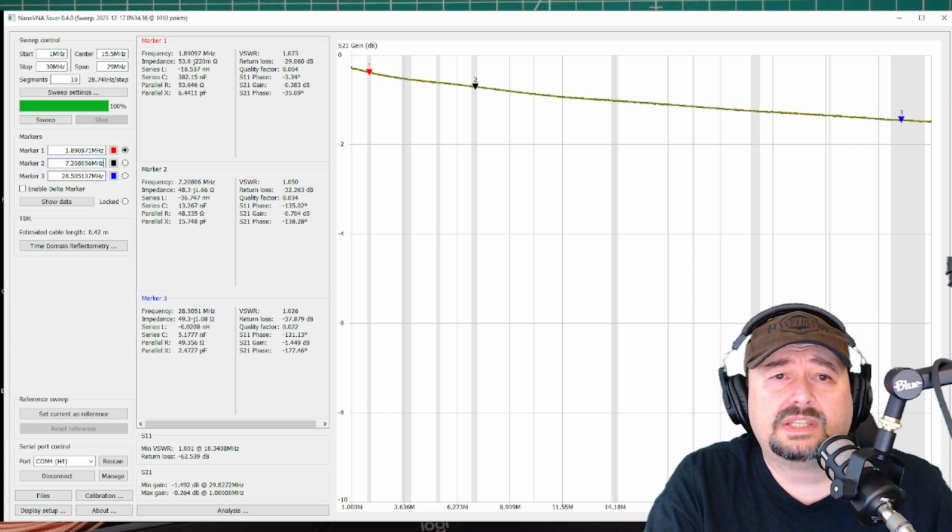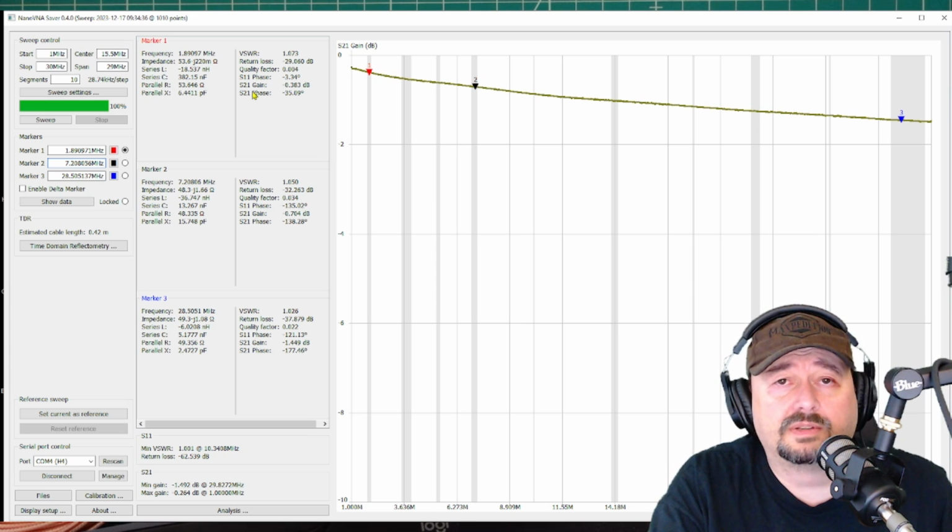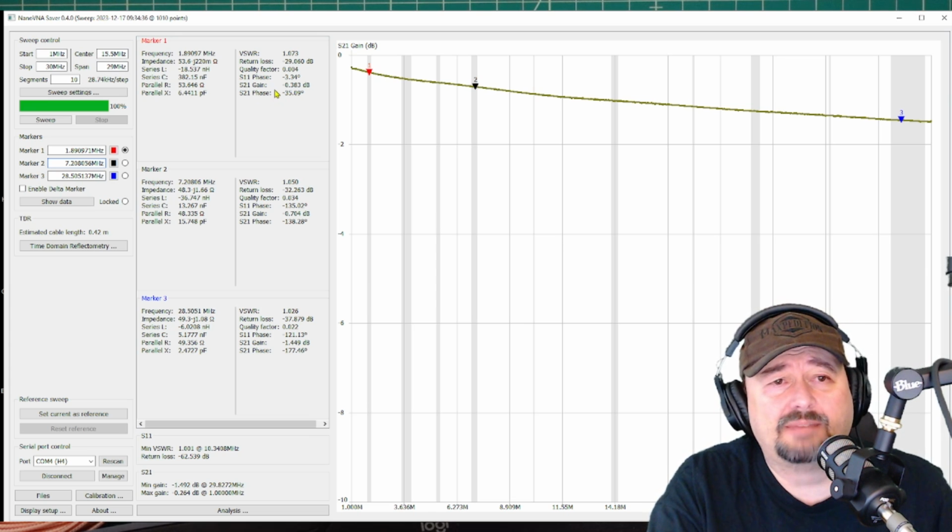And here you can see as the sweep goes down that we're incurring more loss as we go higher in frequency, which is kind of the point of the video. So anyhow, if you look at marker 1, what we have in the data table over here, we want to look at S21 gain. That's the type of chart that we're looking at. So when you look at marker number 1, it's negative 0.38 dB down, which really isn't that big of a deal. There is loss there, but it's not a lot.